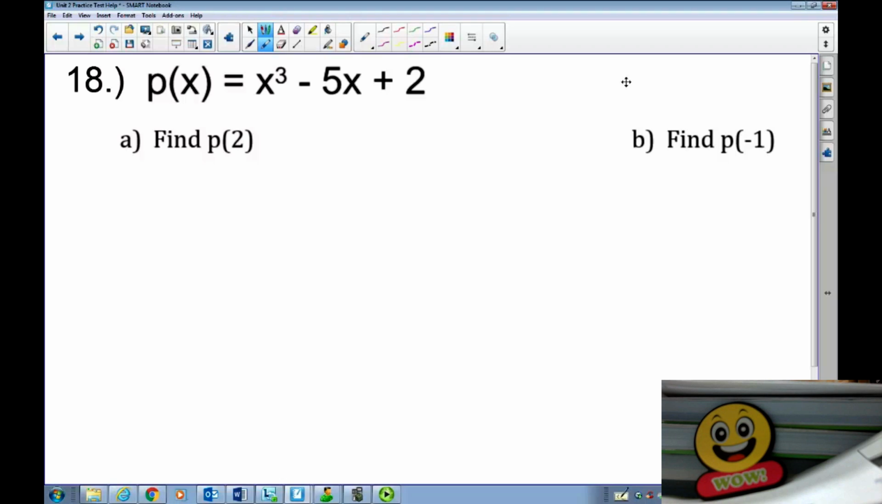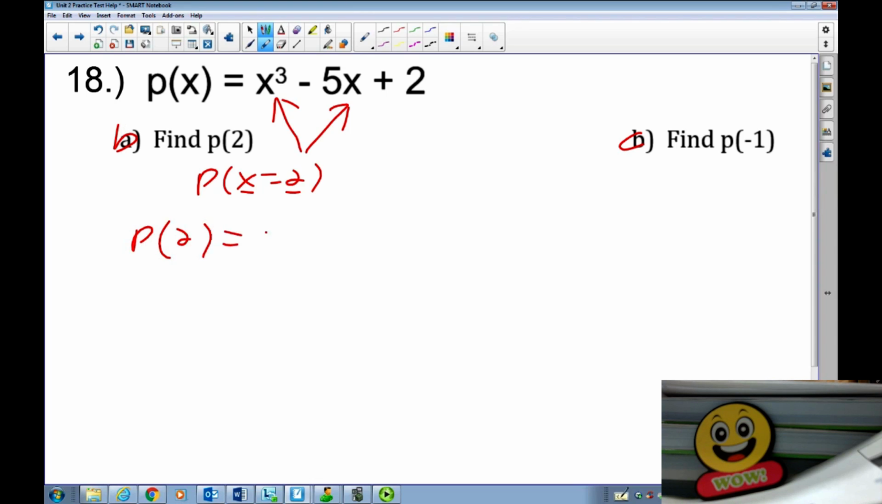Okay, so for this problem, I think we called it B on your paper, or A, I can't remember which one it is, but either way, problem number 18, the two problems that go with 18. So you have P of x equals x cubed minus 5x plus 2. Wherever we see an x, we're going to plug in a 2. So plug it in there and there.